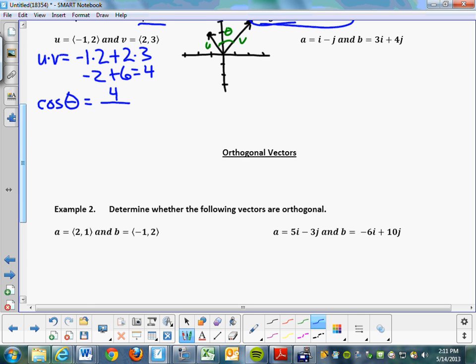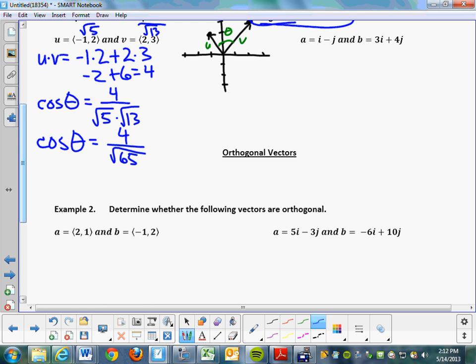Okay, so the magnitude of U, I have the square root of negative 1 squared plus 2 squared. It's going to be square root of 5. So the magnitude of that vector is square root of 5. What's the magnitude of 2, 3? Square root of 13. So I get cosine of theta is equal to 4 over the square root of 65.